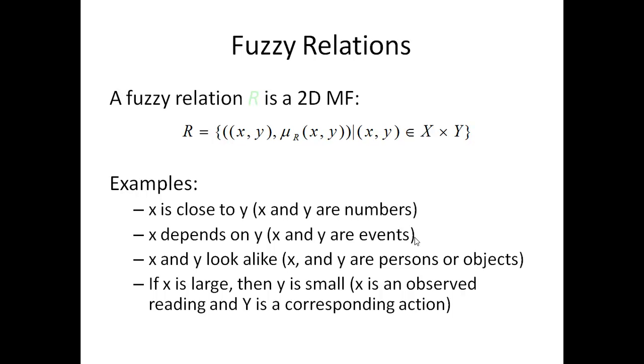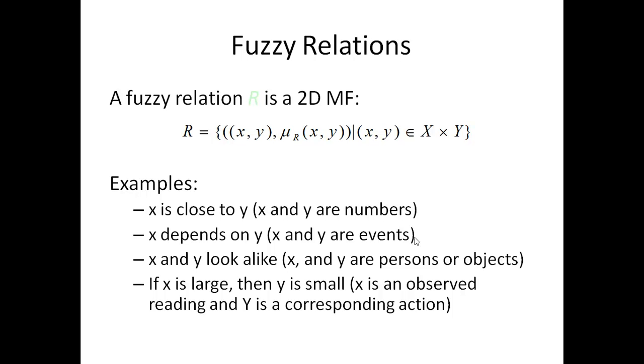So what about X cross Y? X and Y are two different universes of discourse and R is defined from X to Y. R is a relation from X to Y. So we are finding the relation mathematically. It is a set of all ordered pairs with its membership functional values.